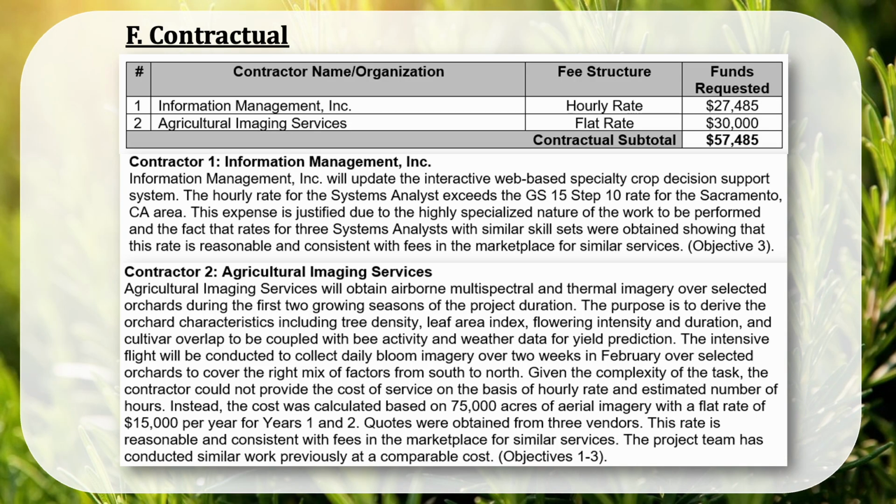In the example from before, contractor 1 will use a salary and wages fee structure, so a breakdown of costs for categories A through H is required. Contractor 2 will use a flat rate fee structure, so a breakdown of costs for categories A through H is not required because all of the costs are included in the flat rate.